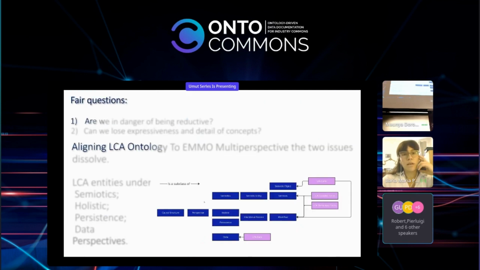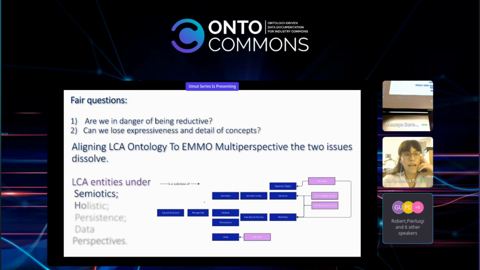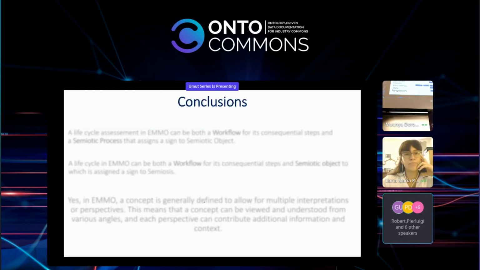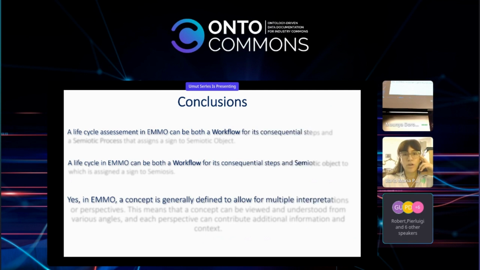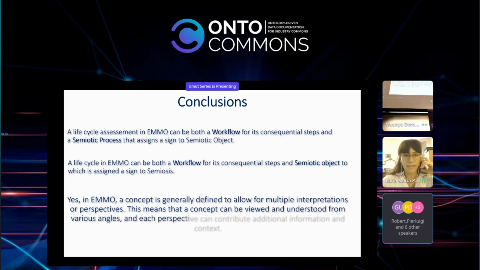This without missing and losing information and documentation and aligning it to MO multi-perspectives. In fact, all of LCA entities can be subclasses of different perspectives, such as semiotics, holistic, persistent, and data perspectives. Next, please. In fact, any perspectives can add information and details on the general concept that can be taken in the ISO. So a life cycle in ISO can be in MO workflow and also a semiotic object as all of the entities. Thank you.